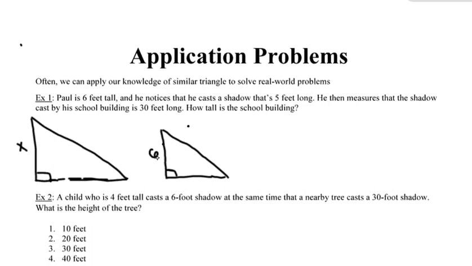So I'm going to label the vertical piece on the second triangle 6. His shadow, and this is where you have to be a little careful, and you have to think about your knowledge about what's going on in the real world. Shadows always lie on the ground. So the ground is going to be my horizontal piece, and that's 5 feet long. The shadow, and again, the shadow will always fall along the ground, that's cast by the school building, is 30 feet long. And again, our goal here, our mission, is to find the height of the school building.